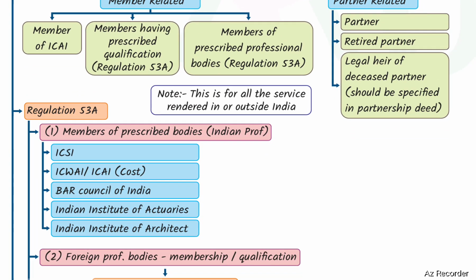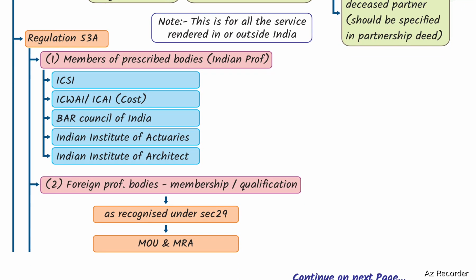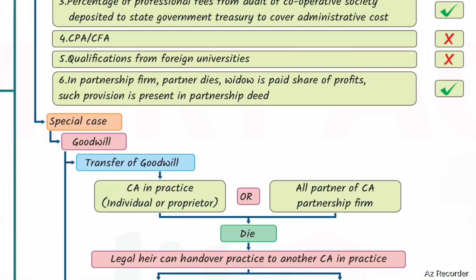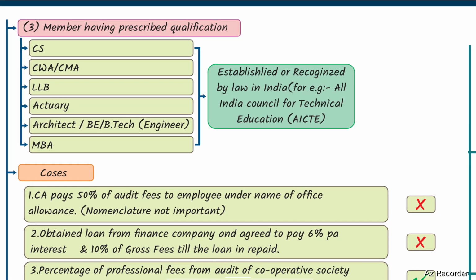Regulation 53A. Members of prescribed bodies: Indian professionals, ICSI, ICWAI or ICAI cost accountant, Bar Council of India, Indian Institute of Actuaries, Indian Institute of Architects, and foreign professional bodies, membership or qualification as recognized under Section 29 by way of MOU and MRA. Next, members having prescribed qualifications: CS, CWA or CMA, LLB, Actuary, Architect or BE or BTech Engineer, MBA, established or recognized by law in India.